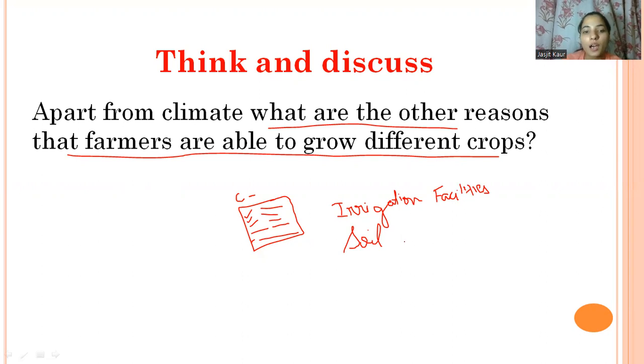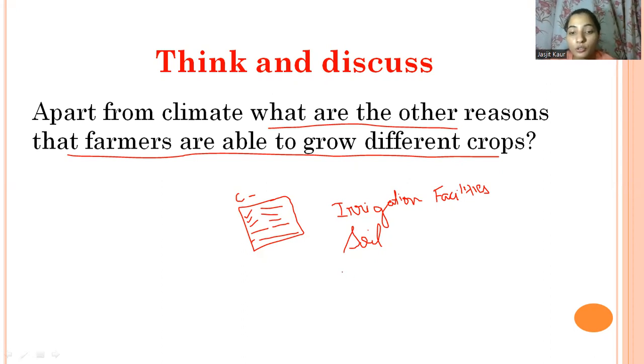what other thing do you think can be a reason due to which farmers are able to grow different crops? Yes, irrigation facilities are there, soil is there, and think about what farmers add to the crop so that there will be a good production of the crop.